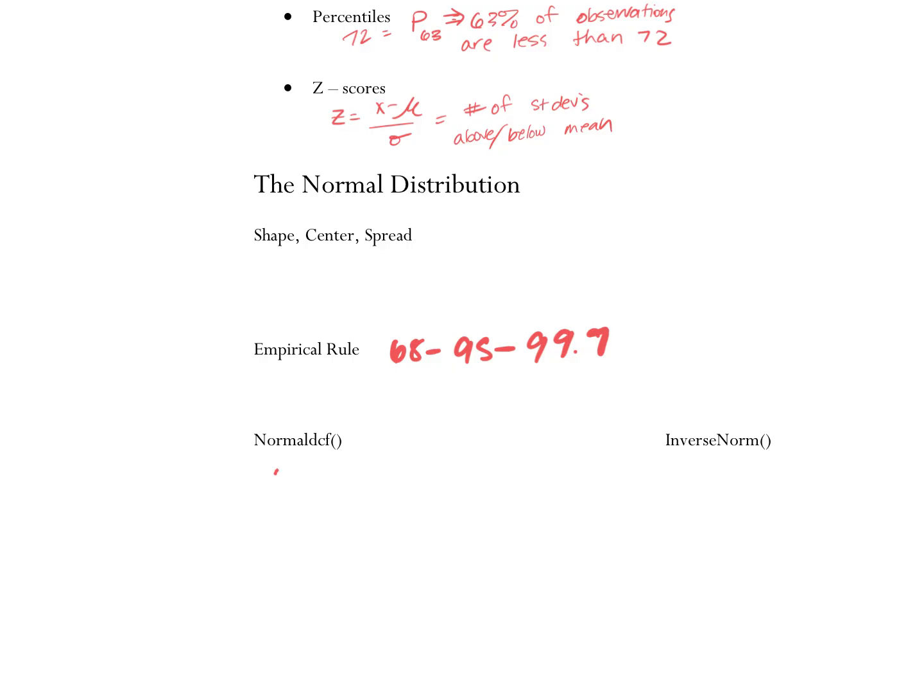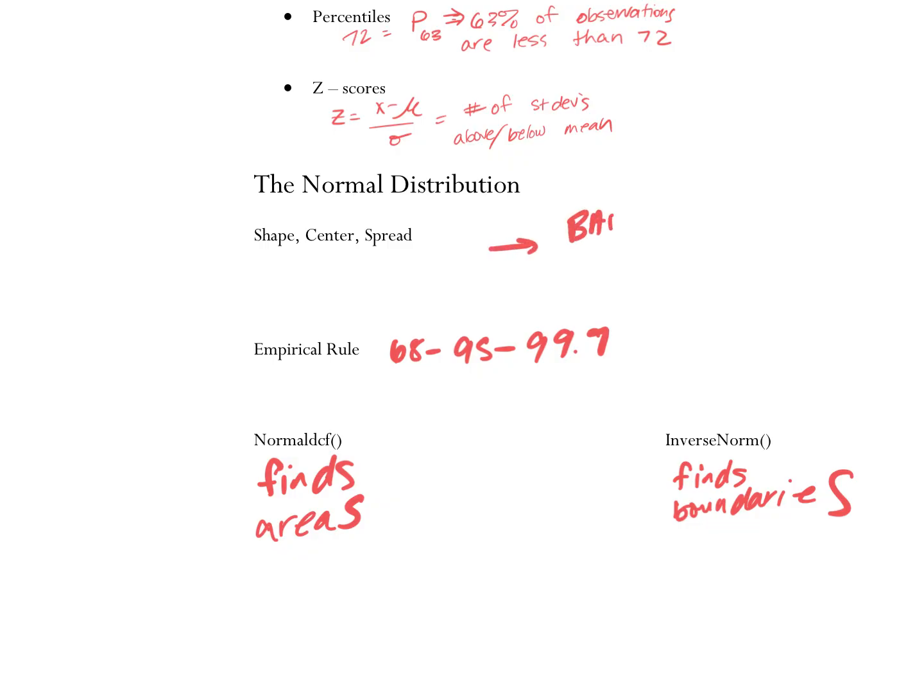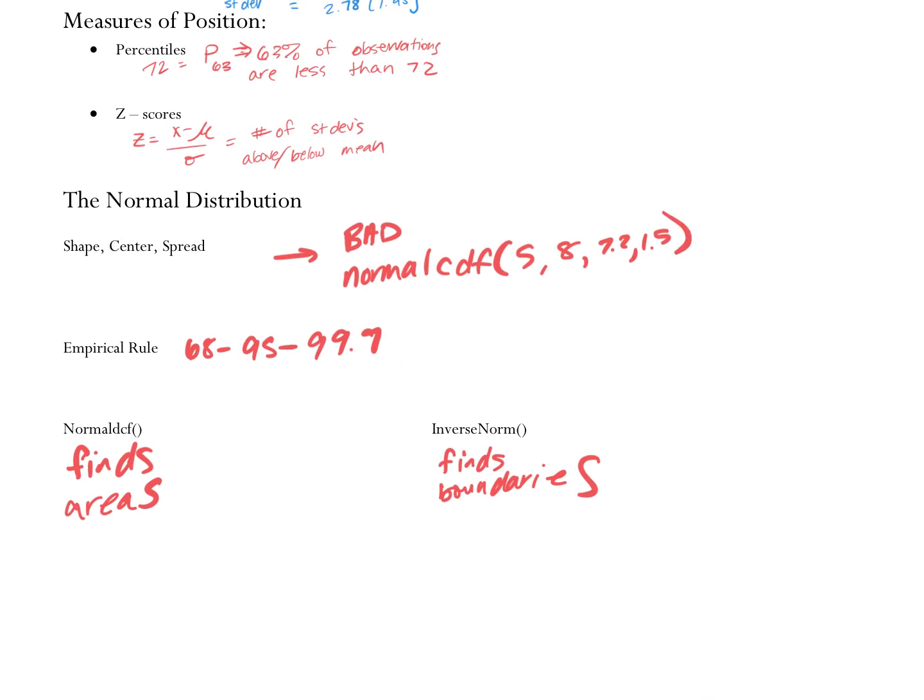Normal CDF finds areas. Inverse norm finds boundaries. In terms of what you are given, if you're drawing a picture, or when you're using the normal distribution, it is bad to say normal CDF 5, 8, 7.2, 1.5. If you only gave me this, you would not get full credit.